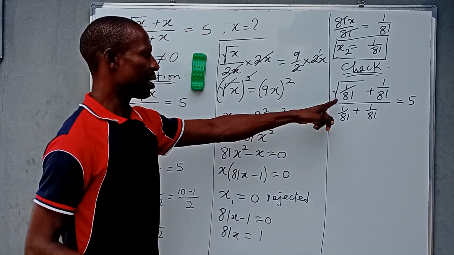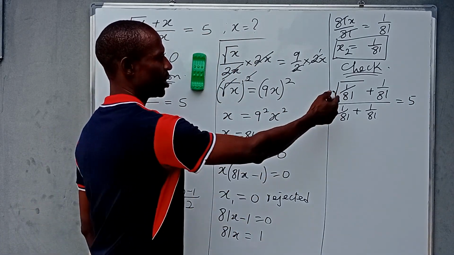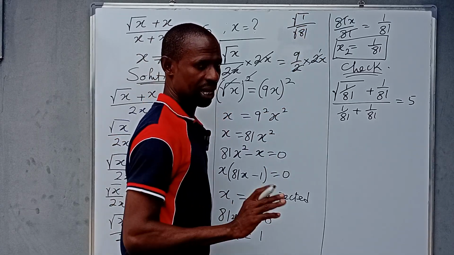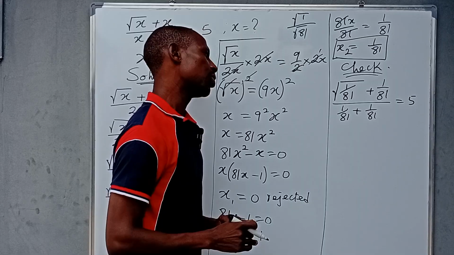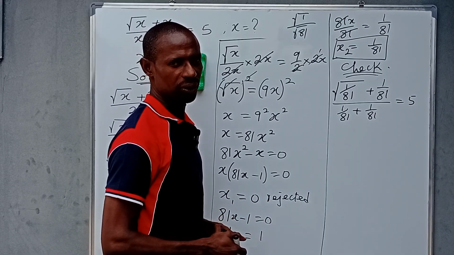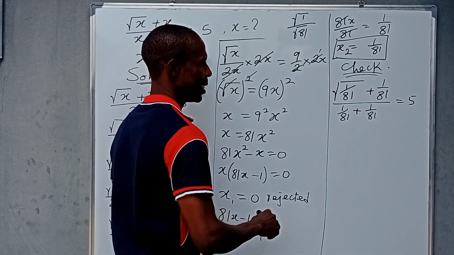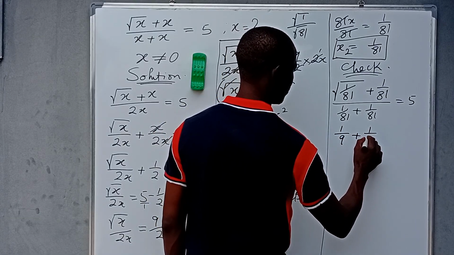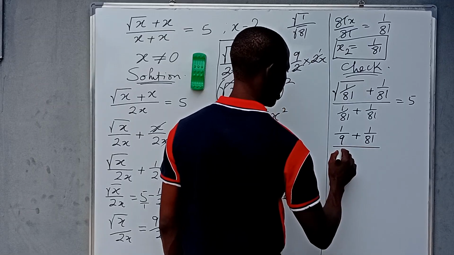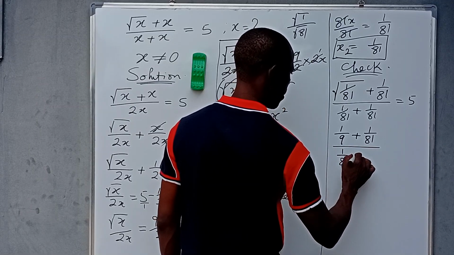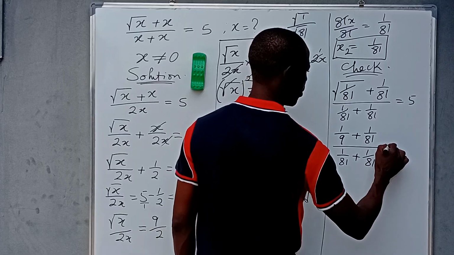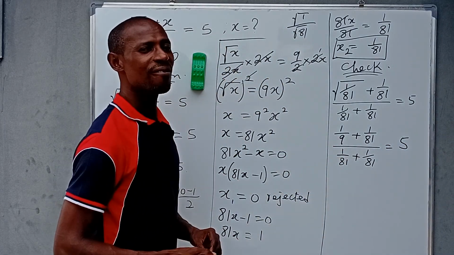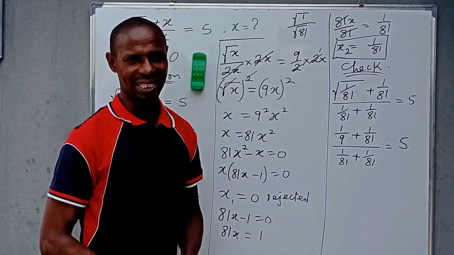Wow. We can rewrite this expression here. This could also be written as the square root of 1 all over the square root of 81, according to the law of surds. And the square root of 1 will give us 1. The square root of 81 will give us 9. And so we're going to have here 1 all over 9 plus 1 all over 81, all over 1 all over 81 plus 1 all over 81 equal to 5. Well, everything on the left-hand side gives us 5 when simplified. Let's go ahead and solve it.